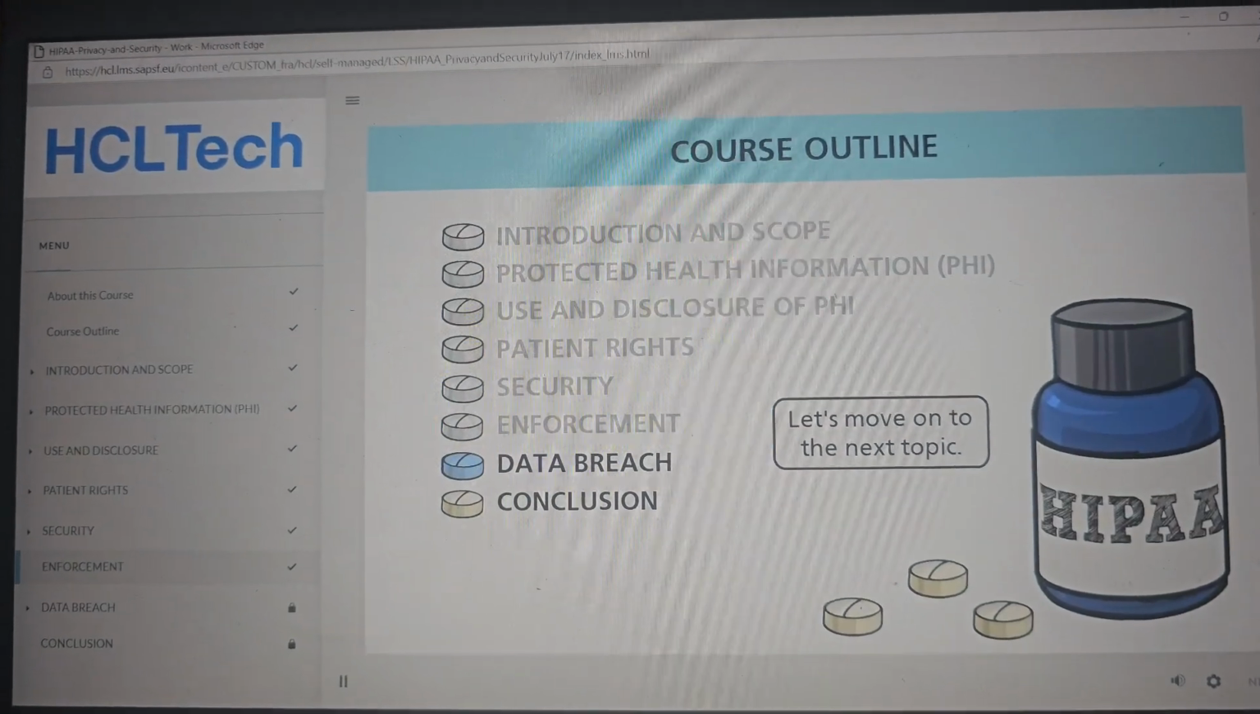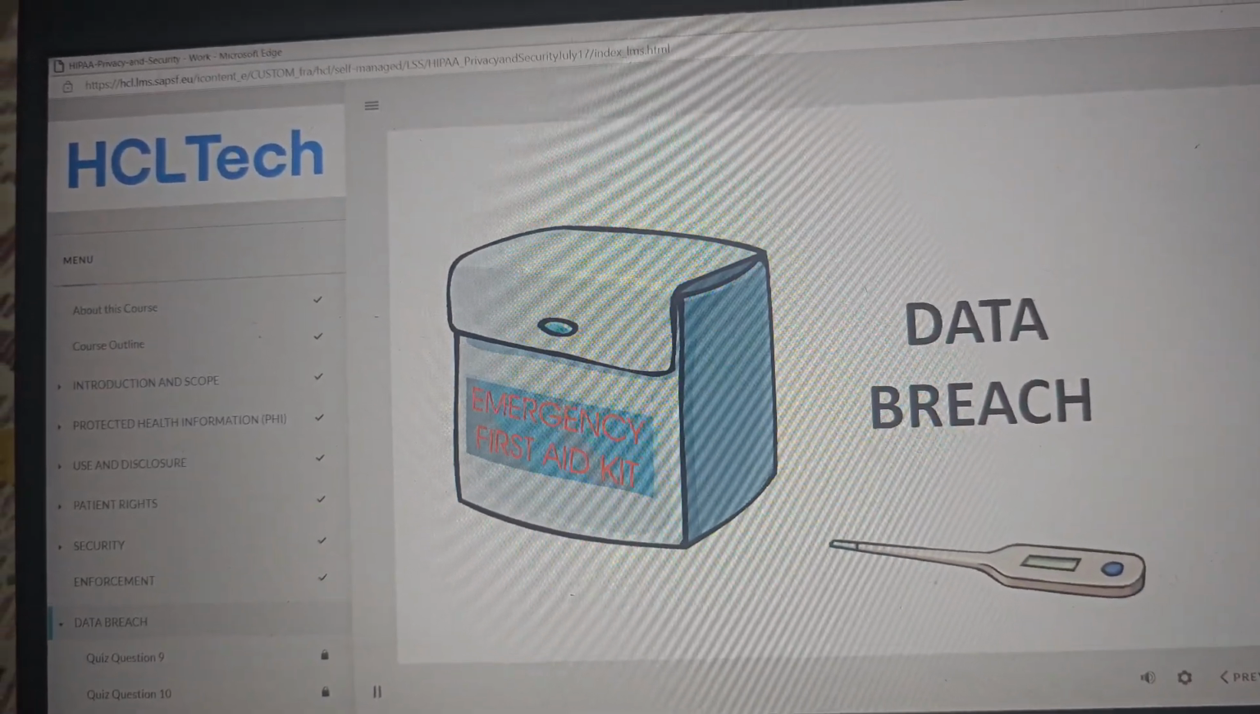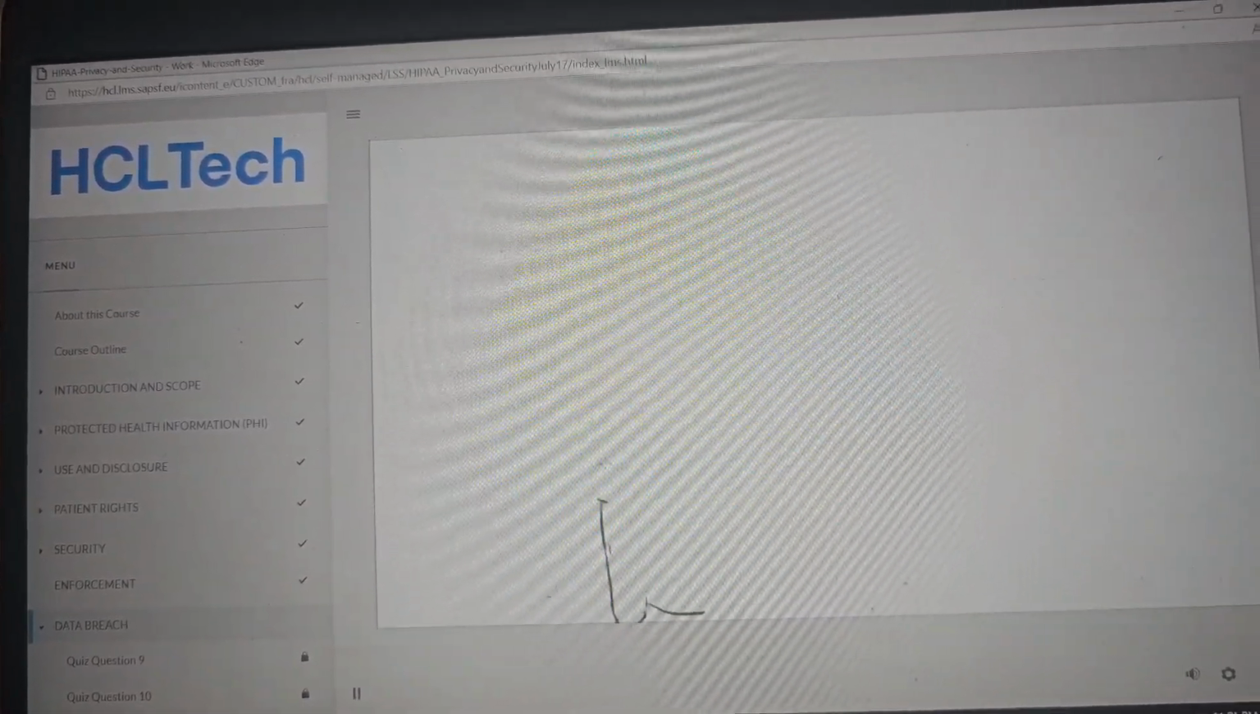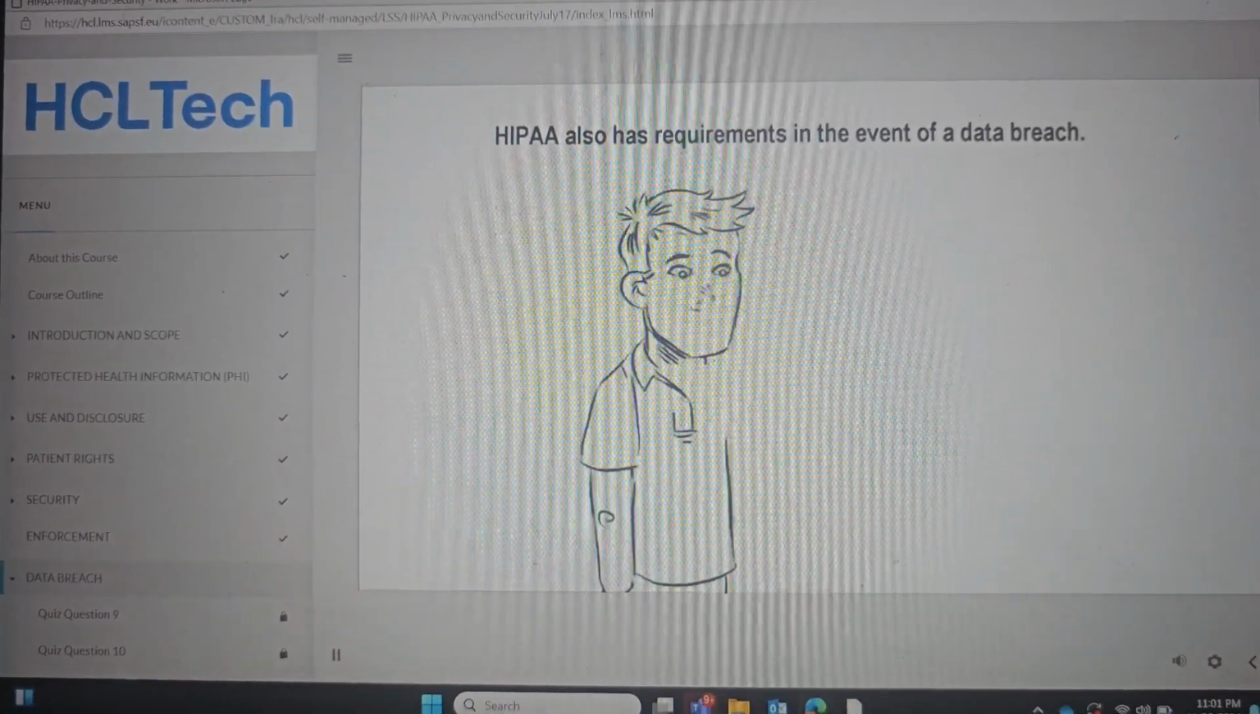Let's move on to the next topic. Data breach. HIPAA also has requirements in the event of a data breach.